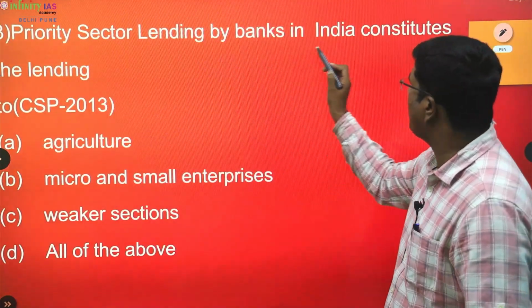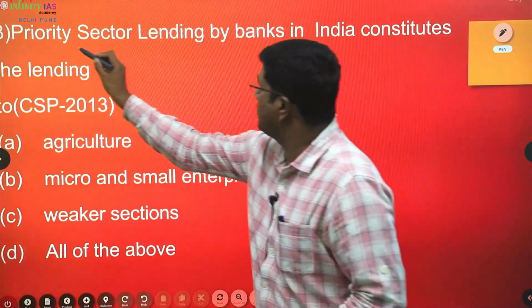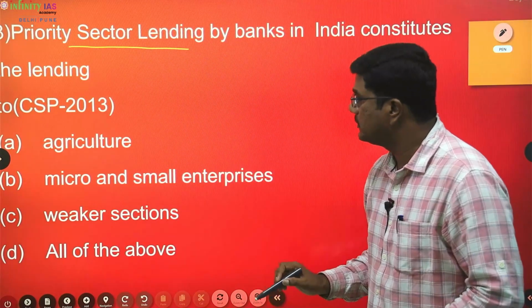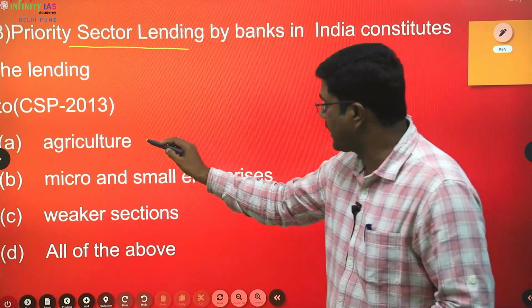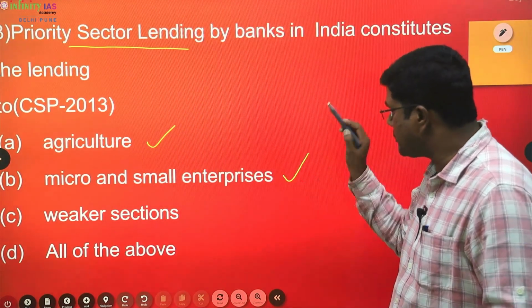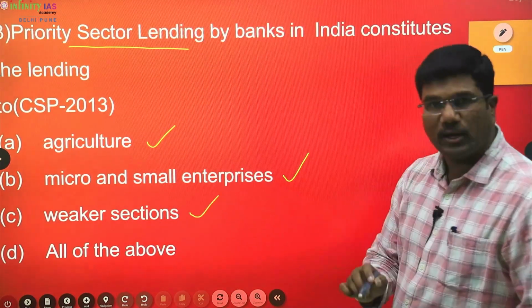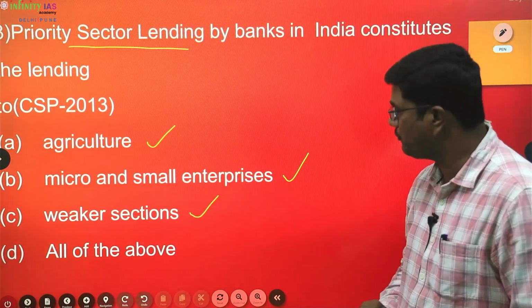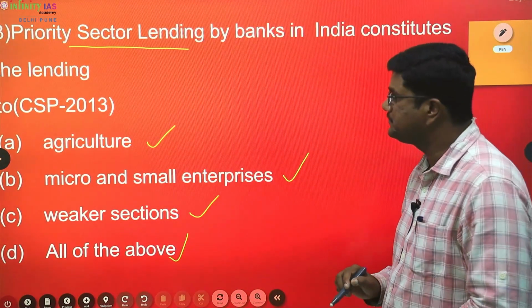Priority sector lending by banks in India. Priority sector lending. This is the topic again. Now see, what do you understand by priority sector lending? Agriculture is a part of it. Yes. Micro and small enterprises, yes, it is part of it. Weaker or vulnerable sections of society are also part of it. So the answer is obviously D, all of the above.